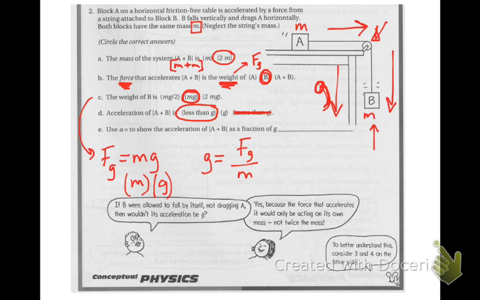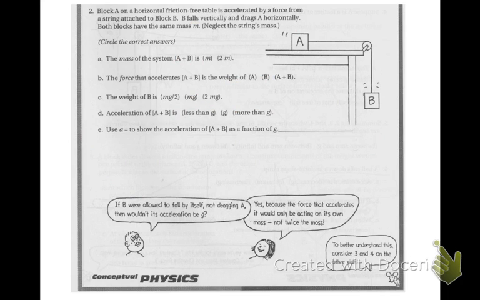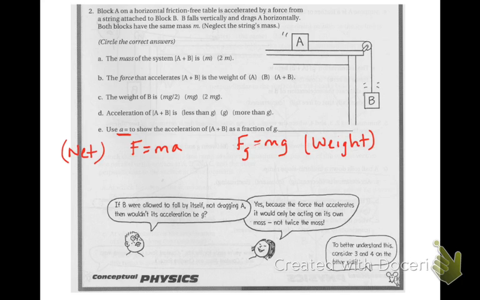Now that is a very weirdly worded question. So I'm going to clear all of my writing here. Use A to show the acceleration of A plus B as a fraction of g. Well, let's write all of our equations that we're going to be using. F equals ma, and Fg equals mg here. So this is our weight force, and this is our net force. Same equations, again, just different types of forces that we happen to be looking at.